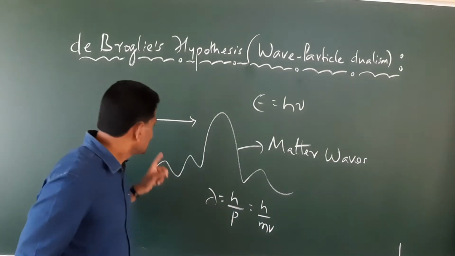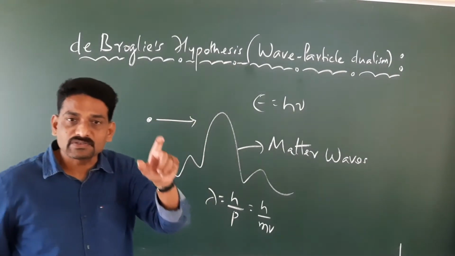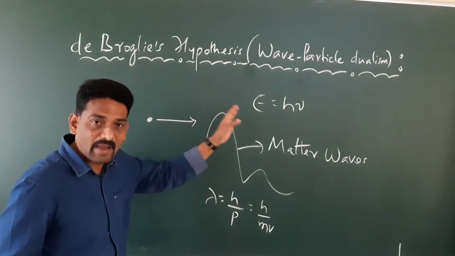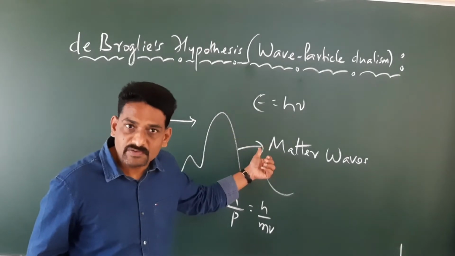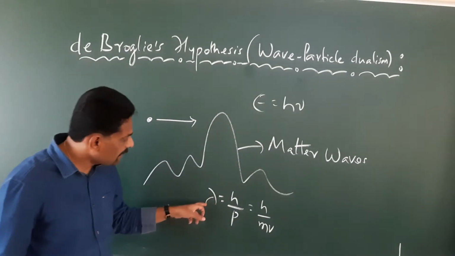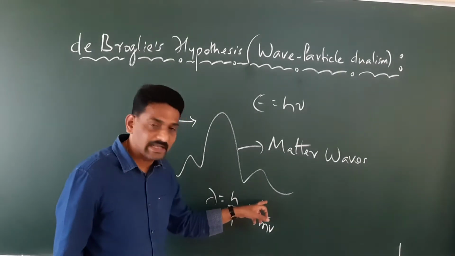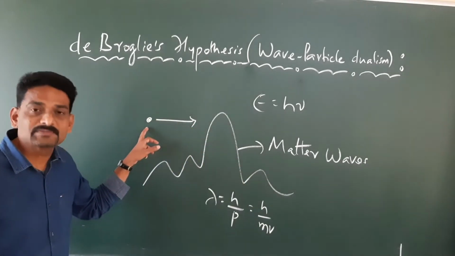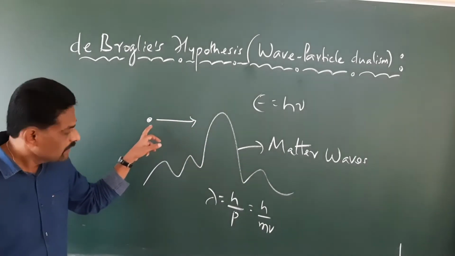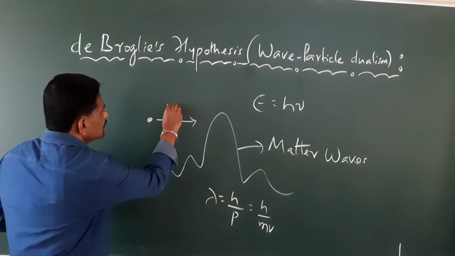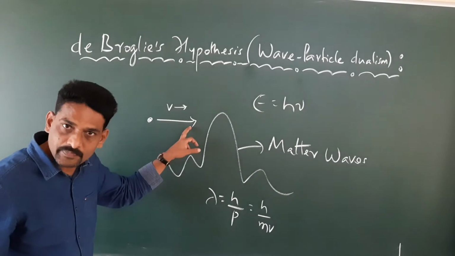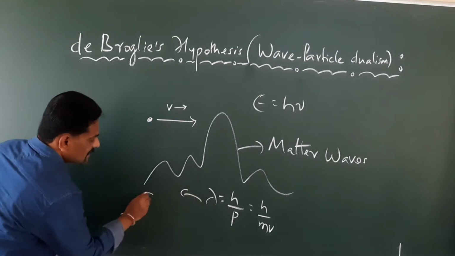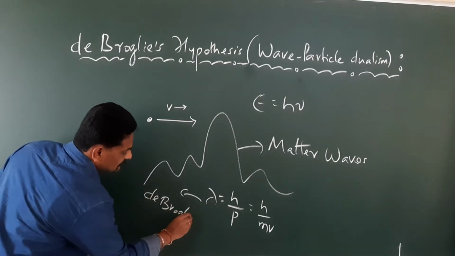So he says that a particle in motion is always associated with a wave. That wave, he calls a matter wave, and the wavelength of these waves is given by the equation lambda equals h by p, that is equal to h divided by m into v, where m is the mass of the particle, this may be electron or proton or neutron and so on, and v is the velocity with which this particle is moving. And this wavelength is what is known as the de Broglie wavelength.